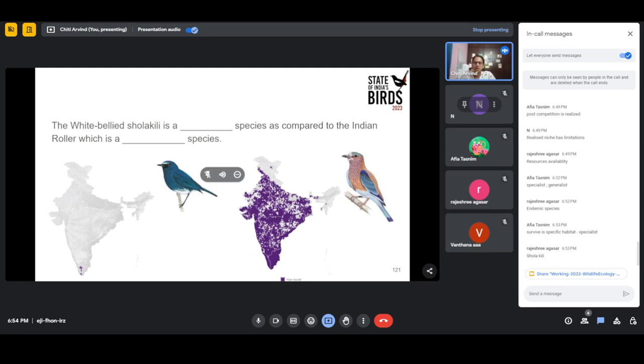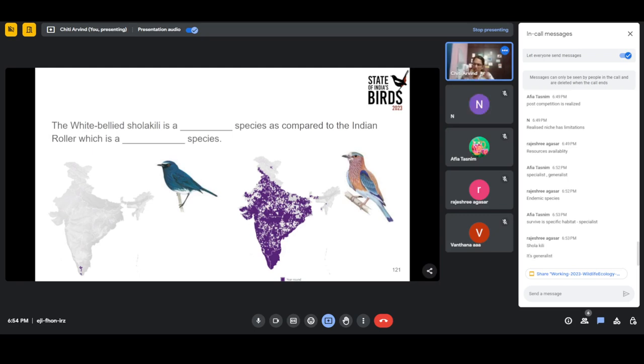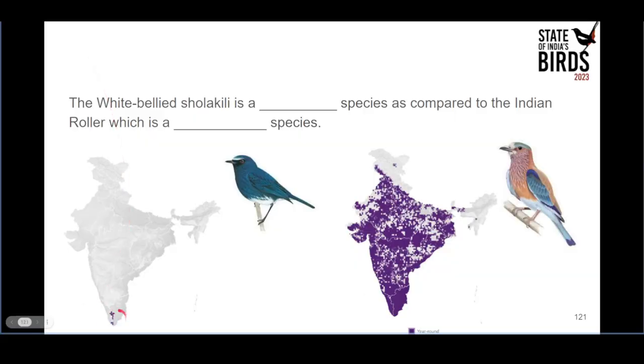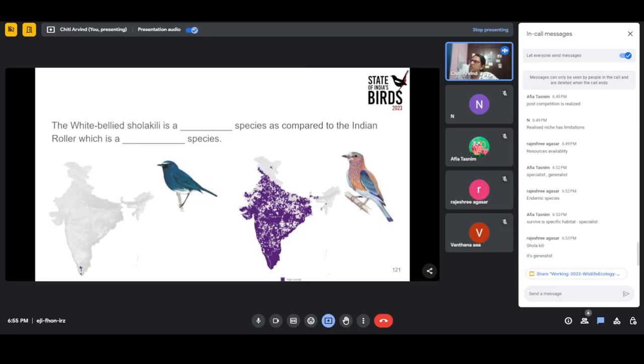Yes, so this is a very range restricted species that is found in a very small area, and it is restricted to a certain habitat type, which, as you can see, even though it can fly and it's a bird, it is not everywhere else, right? It is only in such a tiny area in South India, and these are high elevation species, whereas you have the Indian roller that is all over the Indian peninsula, from the north to the south, from the east to the west. So as Afia mentioned, they are known as specialist species. The Indian roller is a generalist species, and the white-bellied Sholakili is a specialist species.